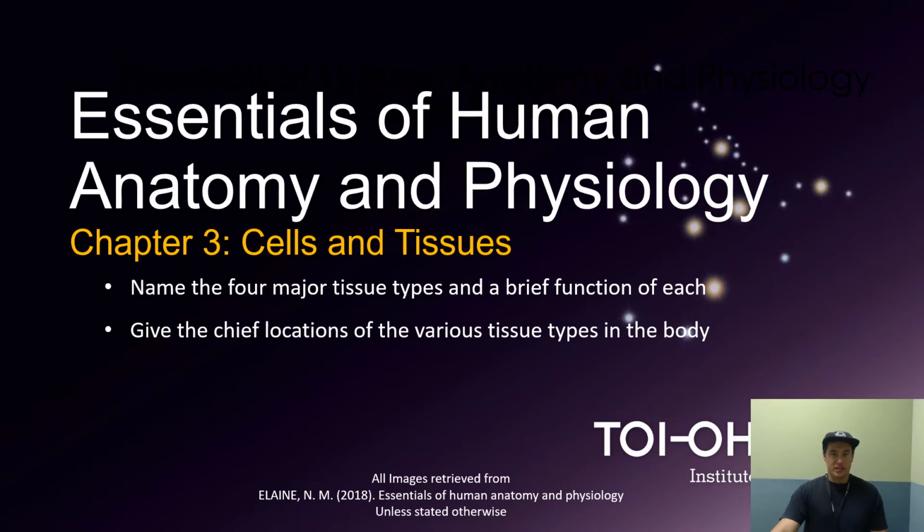If you have the Essentials of Human Anatomy and Physiology textbook, then you'll find that under chapter 3, linked with cells and tissues. Any other anatomy textbook will have a section explaining tissues.